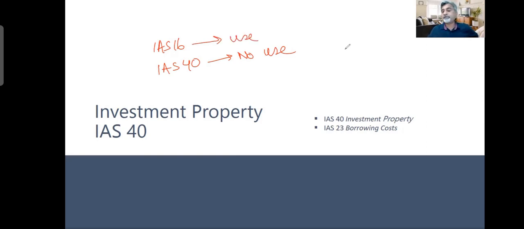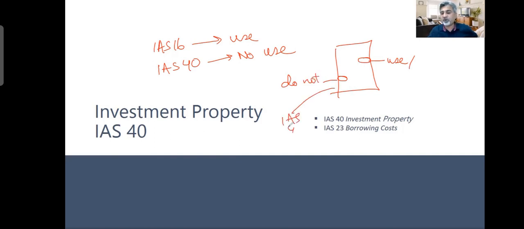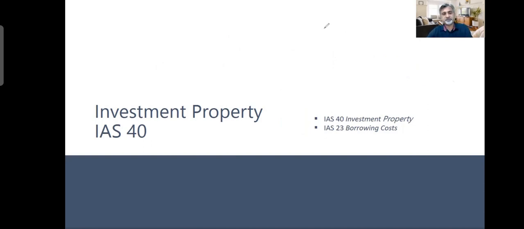I gave you the example before that even if in one building you have two offices, one office you use in your ordinary course of business. You have set up your office here, and this premises you do not use. The one which you do not use is treated as IAS 40 investment property, and the one which you use is treated as IAS 16, which is PPE. So this is the main difference. Both offices are in the same building and might have the same value, but their accounting treatment will be different.